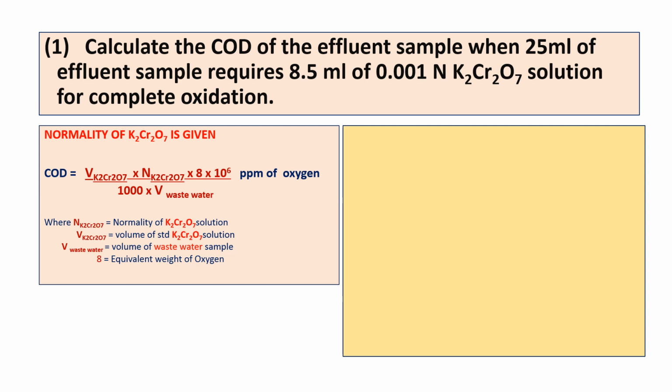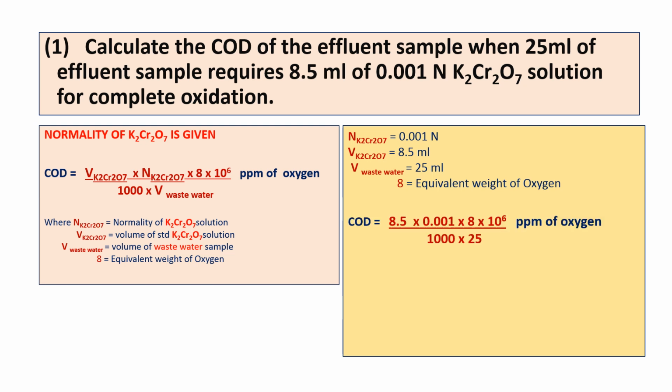So you have to use the formula COD is equal to V potassium dichromate into normality of potassium dichromate into 8 into 10 to the power 6 divided by 1000 into V wastewater, volume of wastewater. So normality of potassium dichromate is 0.01. Volume of potassium dichromate is 8.5 ml, volume of wastewater is 25 ml, and equivalent weight of oxygen is 8. So substituting the values, we will get the answer 2.72 mg per liter or ppm. It's one and the same, mg per liter and ppm.